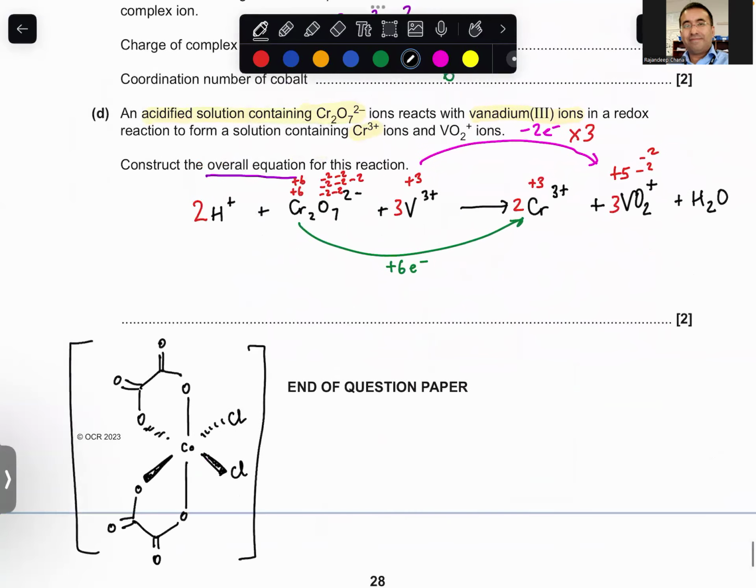Sorry, this is not, this is water. And it will have a plus charge. And if you do the mirror image of this, that will give you the optical isomer.